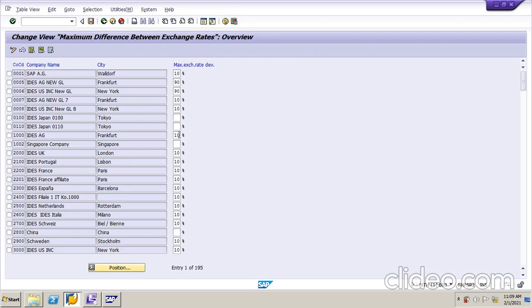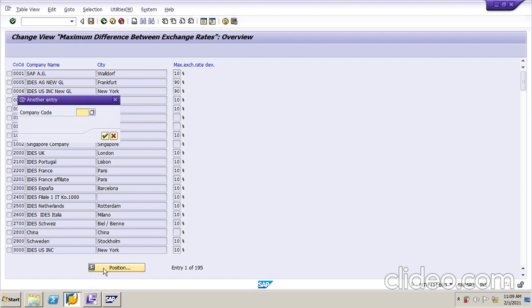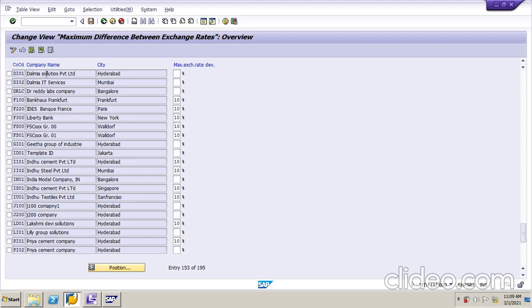SAP will give 10% by default, so we can increase or decrease. Search your company, DI01. Automatically 2 companies will open. Maximum exchange rate deviation: how much are you going to give as the maximum? 10%. 10% means if there is a difference between your document amount and the system default exchange rate amount, and the difference is more than 10%, it will not allow. Up to 10% it will allow. Okay. Save.